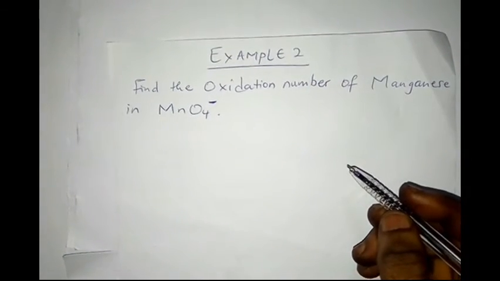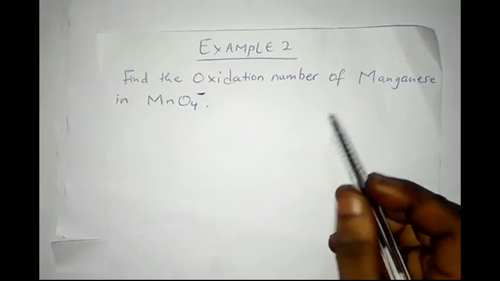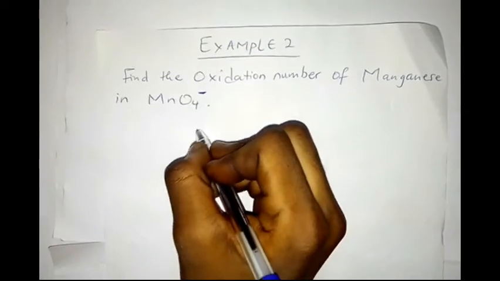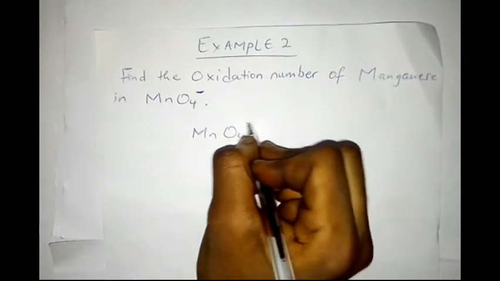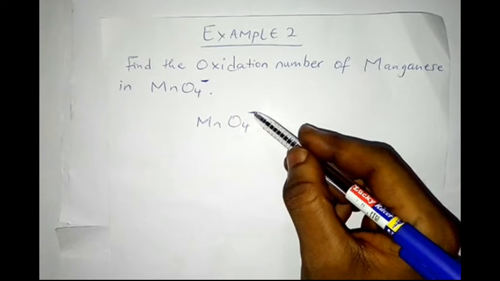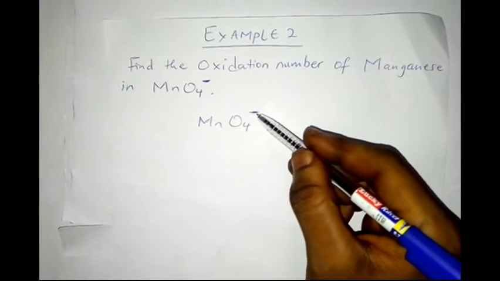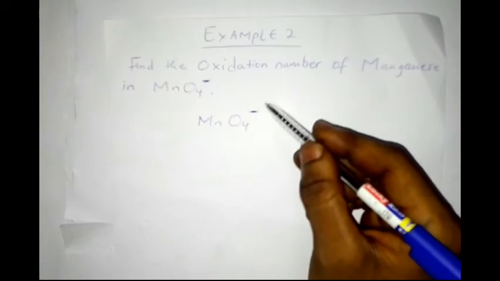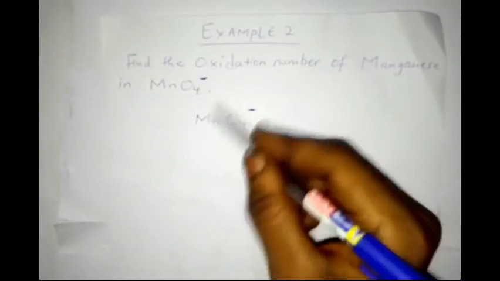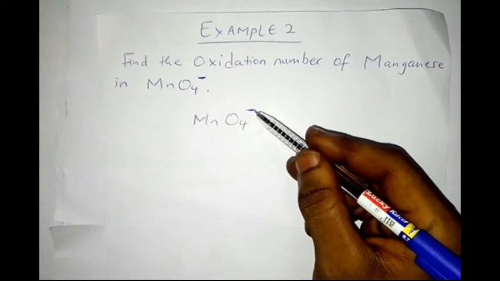Yes, now let's try this second example. Find the oxidation number of manganese in MnO4-. Now, the compound given is MnO4-. Now, the first question is that, does this compound have a charge? Yes. How many charges do we have here? We have a charge of -1, a net charge of -1. So this is an ion, and it's an anion because it has a negative net charge.